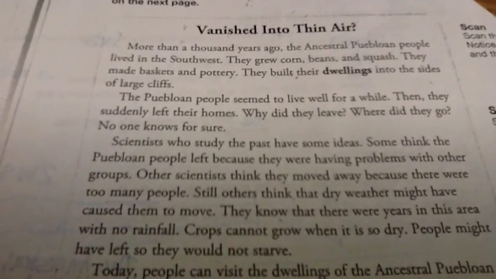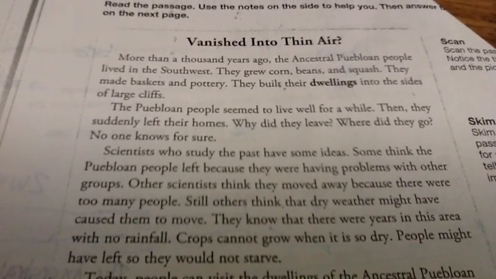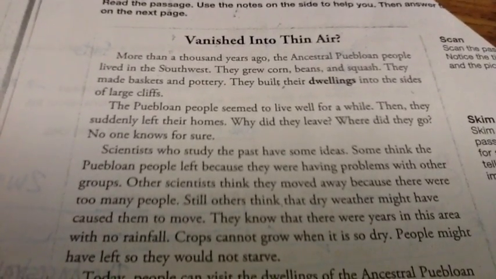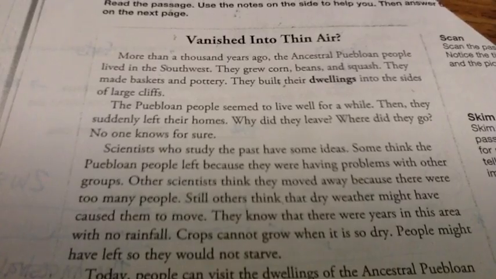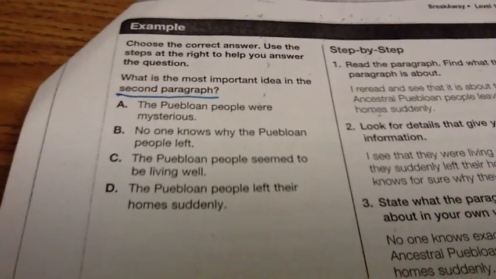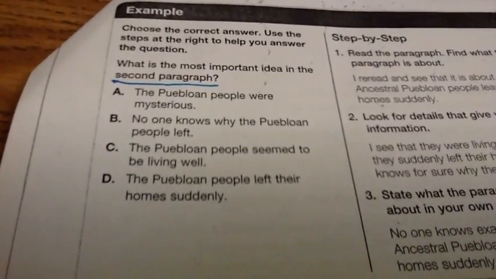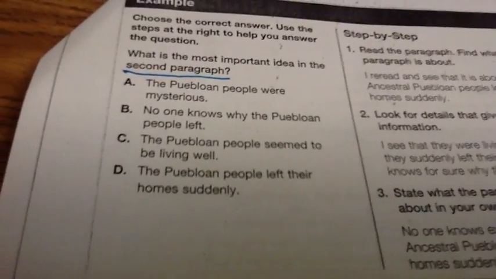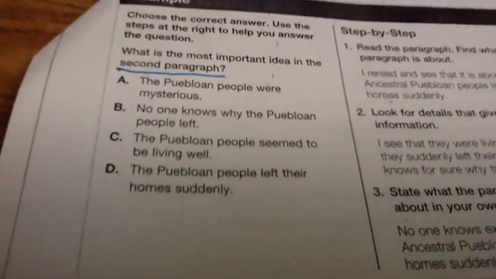This is pretty tricky. All of these are different details from this paragraph. So they seemed to live well for a while. They suddenly left their homes. No one knows for sure where they went or why they went. Let me look at the options again and see if I can eliminate any of the choices. Here I see, the Puebloan people were mysterious. That could be it. No one knows why the Puebloan people left. I think that's a little bit more like a supporting detail. The Puebloan people seem to be living well was the first sentence, but the rest of the passage doesn't talk about how they were living well. So I'm going to eliminate this option.